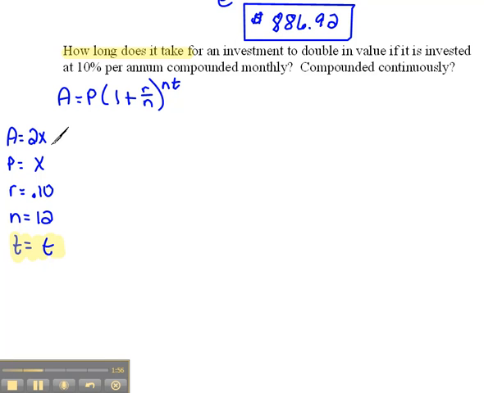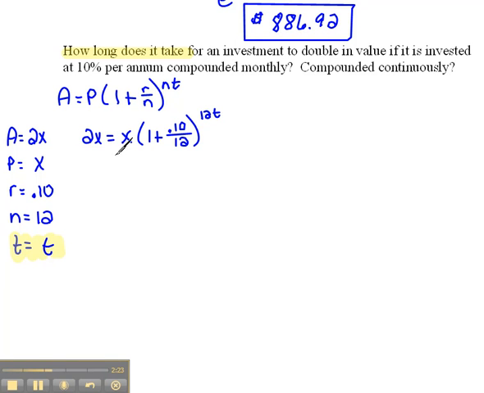Alright, so if I plug this into my formula, then that means I would have 2x equals, instead of P, we're putting in an x, times 1 plus, the interest rate is 0.10, divided by n, which is 12, raised to the 12t power. Remember, t is what we're going to be solving for.